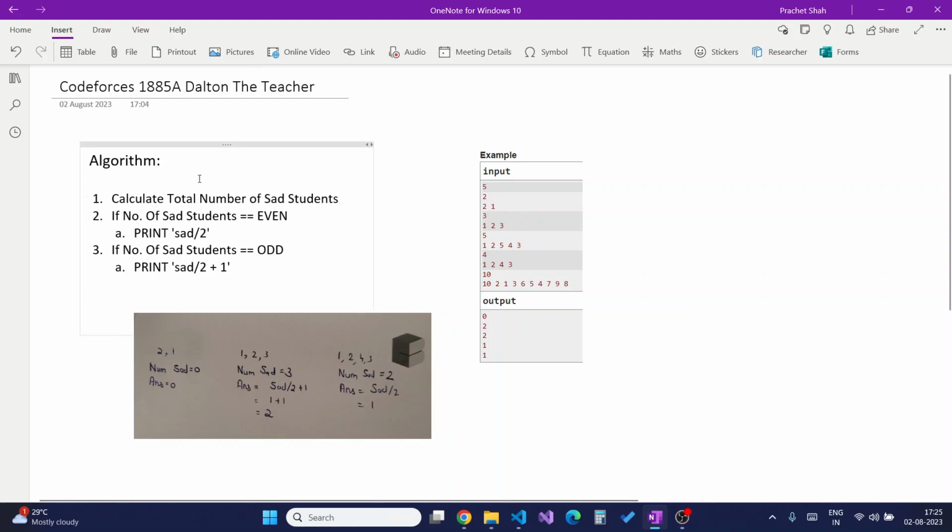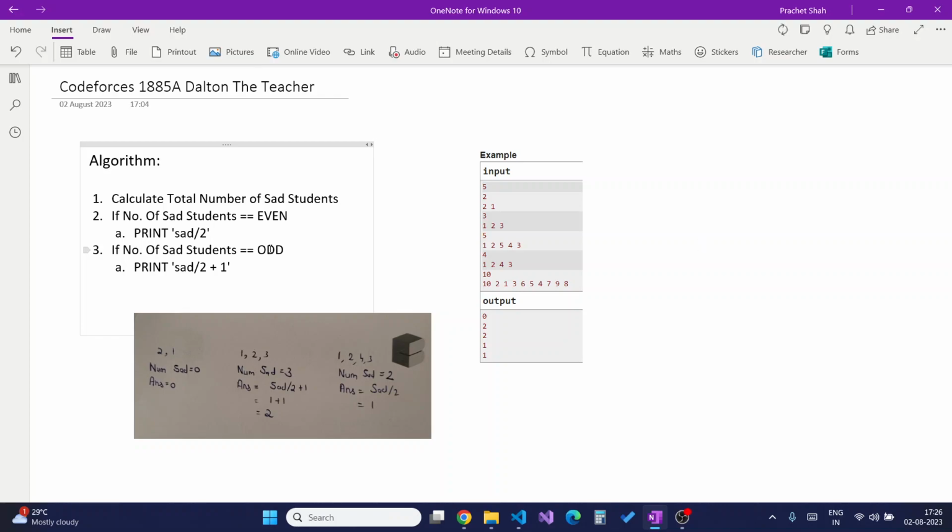First we'll calculate the total number of sad students. A student is said to be sad if their position is the same as the position of the chair. That is, student at the ith position should not be equal to chair at i. So if I am the first student, I can sit anywhere except the first position in the chair. So first we'll calculate the total number of sad students, and if the total number of sad students is even, then I can swap those students and the answer would be just the number of sad students divided by 2.